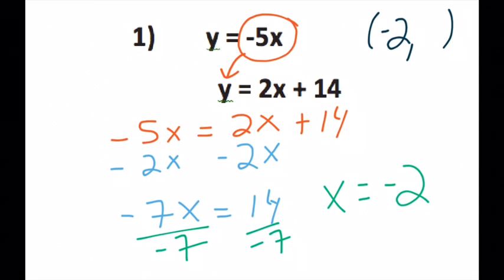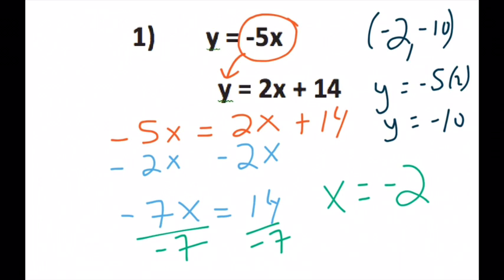Now I want to find out what y is. To do this, I just take negative 2 and plug it back in for x either in the first equation or the second equation. I'll get the same either way. If I plug it into the first equation, I get y equals negative 5 times 2. So y equals negative 10. So my y value is negative 10. So the point these two equations have in common, the point where they would cross if we were to graph them, is the point negative 2, negative 10.